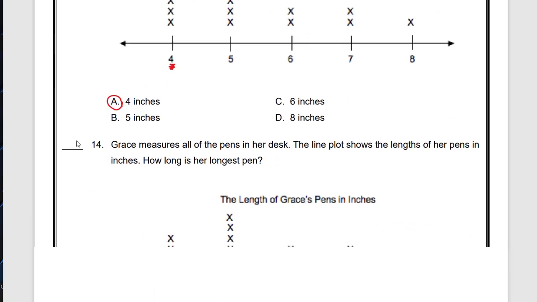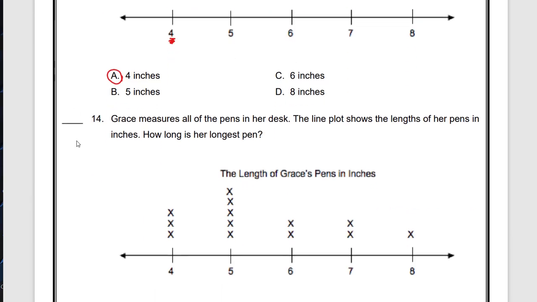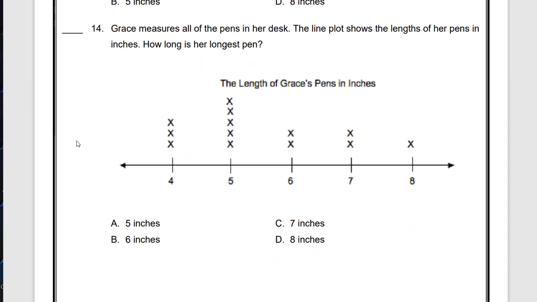Okay, let's move to the next one. For this one, it's the same question but with this difference. So this time we need the longest. I'm choosing my hero. I'm saying the names.